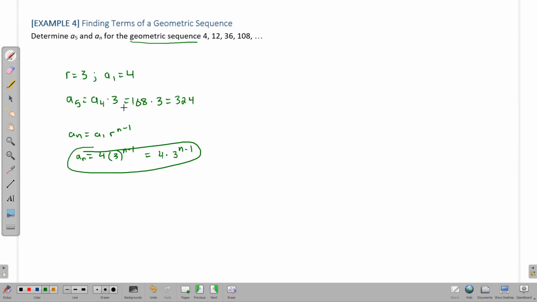Now, a lot of the homework problems here will say to find this first, and they may say find the 10th term. Well, I wouldn't actually start with that because the easiest way to find the 10th term would be to get the explicit formula first.